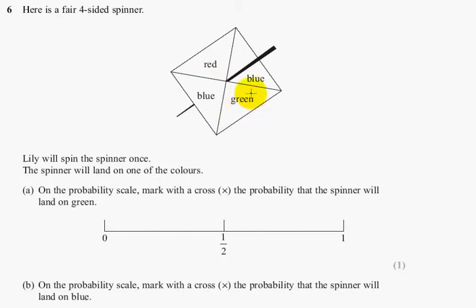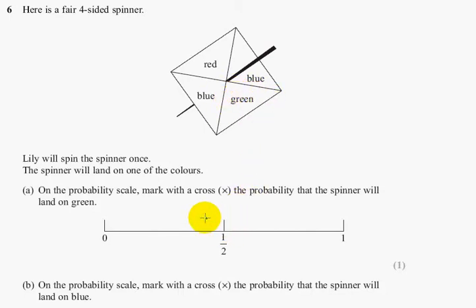So the probability of green is going to be 1 out of 4. The probability of a red is going to be 1 out of 4. And the probability of a blue is going to be 2 out of 4, which is a half. So part A says, what is the probability, and mark with an X the probability that the spinner will land on a green. So that is 1/4, 1 out of 4.